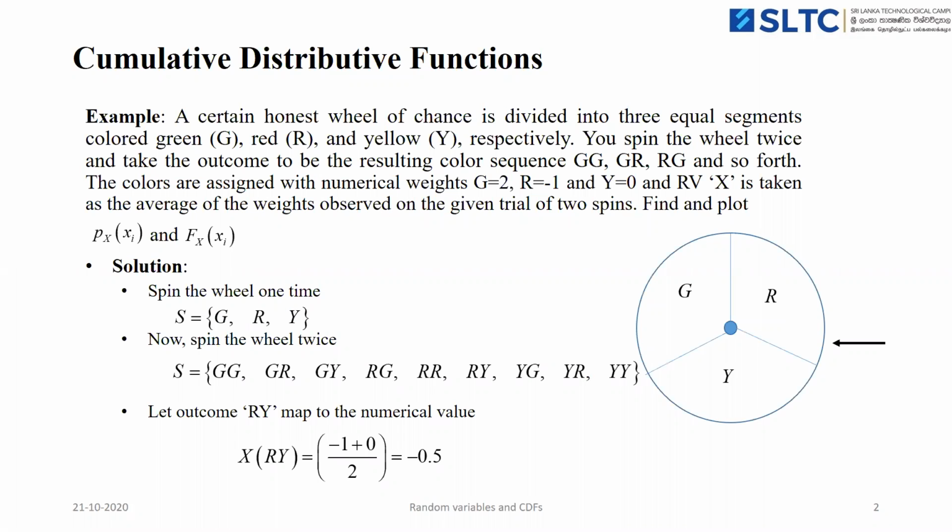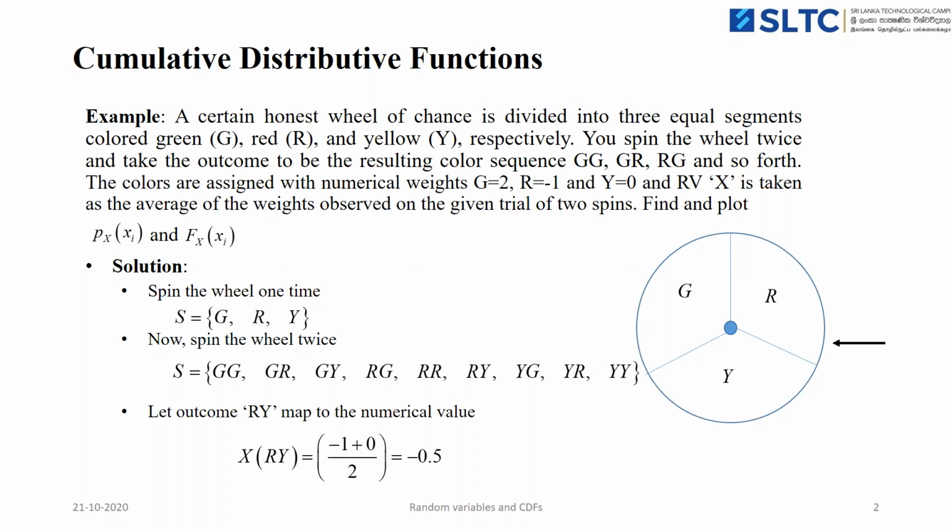So, example: a certain honest wheel of chance is divided into three equal segments, which are colored green, red, and yellow, respectively. You spin the wheel twice and take the outcomes to be the resulting color sequence GG, GR, RG, and so forth. The colors are assigned the numerical weights G equal to 2, R equal to -1, and Y equal to 0. And the random variable X is taken as the average of the weights observed on the given trial of two spins. The question is to find and plot the probability function and the cumulative distribution function, CDF.